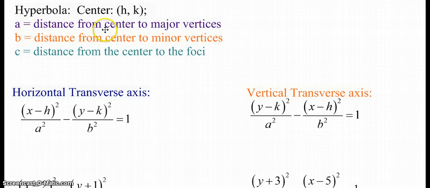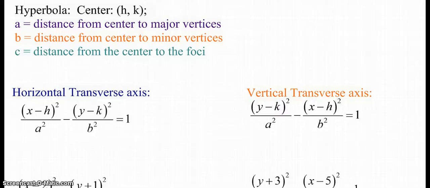a is the distance from the center to the major vertices, same as before. b is the distance from the center to the minor vertices. They're technically not called minor vertices, but just to make things easier, we're going to use the word minor vertices for this. And c is the distance from the center to the foci. Now, a couple of differences from the hyperbola to the ellipse. With the ellipse, a was the largest number, comparing a and b. With the hyperbola, a does not have to be the larger number. a is going to be the number with the positive squared term.